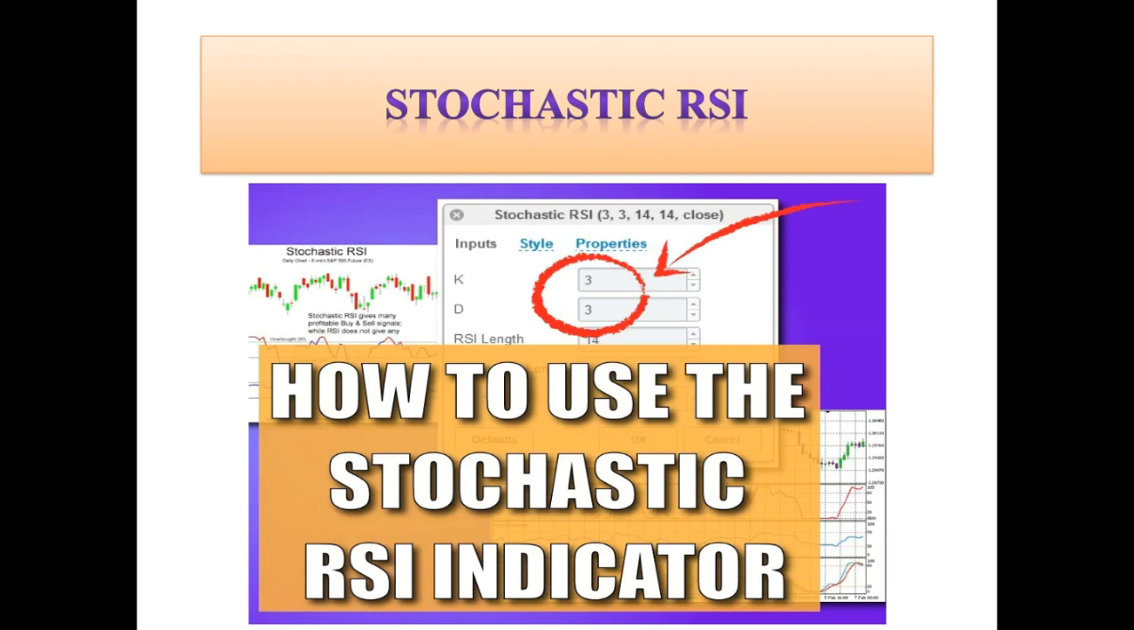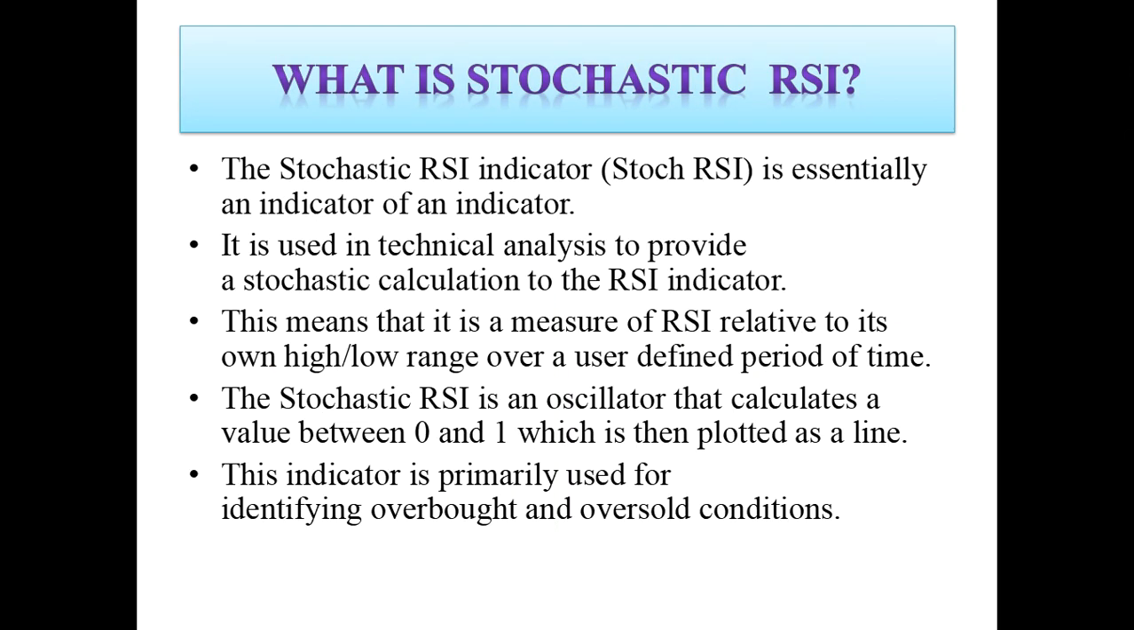Now, let's look at stochastic RSI. What is the stochastic RSI? This stochastic RSI indicator is essentially an indicator of an indicator. It is used in technical analysis to provide a stochastic calculation to the RSI indicator, also known as the relative strength index indicator. This means that it is a measure of RSI relative to its own high-low range over a user-defined period of time. The stochastic RSI is an oscillator that calculates a value between 0 and 1, which is then plotted as a line. This indicator is primarily used for identifying overbought and oversold conditions.